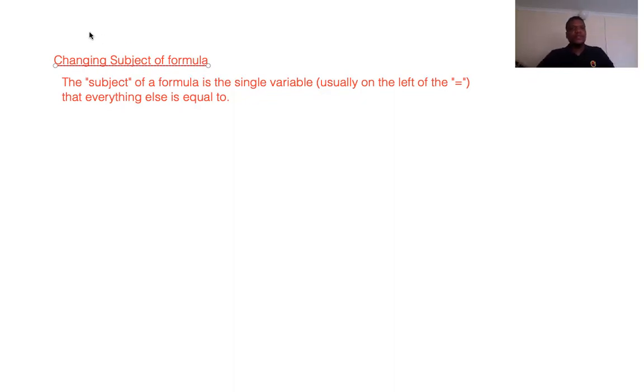Usually, when you have an equation, and let's say this equation is saying x is equal to maybe b plus c. So what we call the equation of the subject of formula is this guy that is on this side. So here in the definition, you can see that the subject of a formula is the single variable. So it's a single variable, usually on the left side, of the equation, that everything else is equal to.